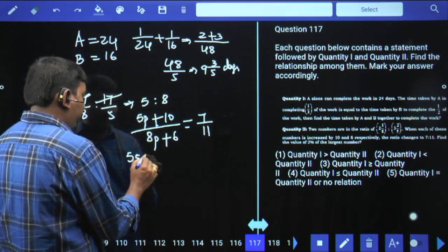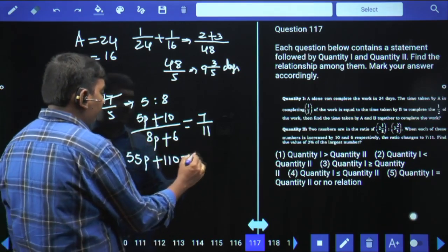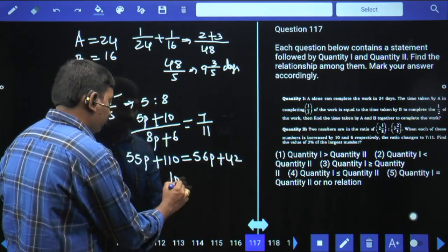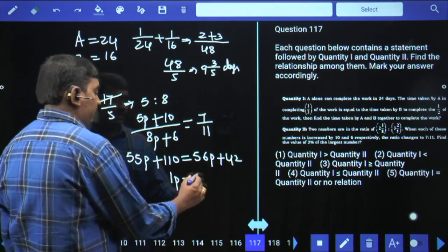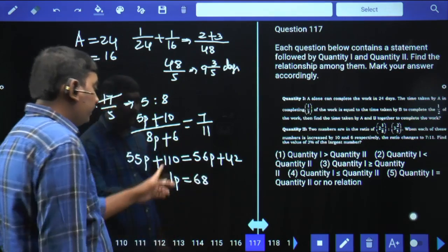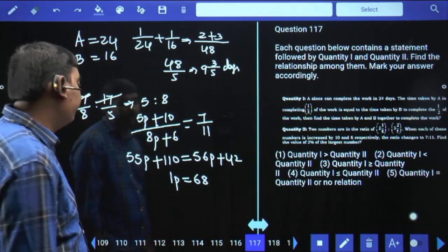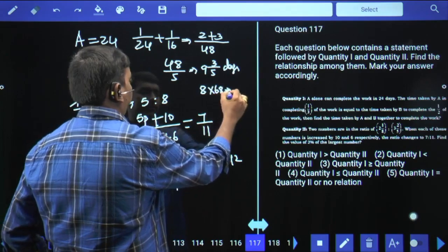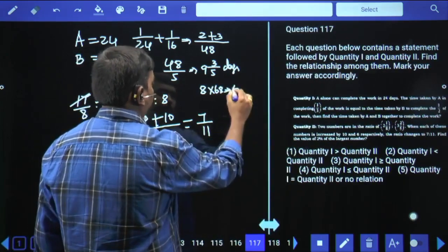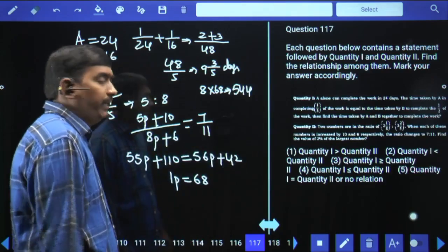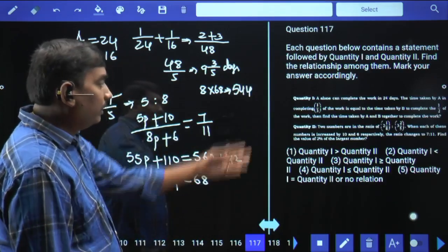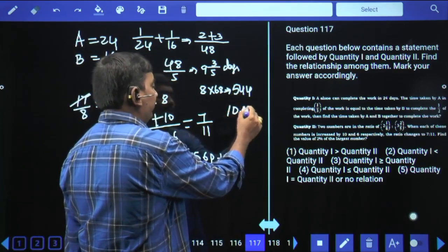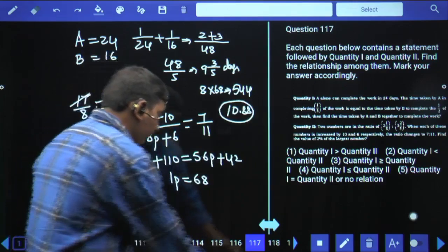11 times 5 is 55 parts plus 110 is equal to 56 parts plus 42. Then 1 part is equal to 110 minus 42, which is 68. Then the larger number is 8 parts, 8 into 68, 480 plus 64, 544. 2% means 1% is 5.44, 2% is 10.88. This is quantity 2. Quantity 1 is less than quantity 2.